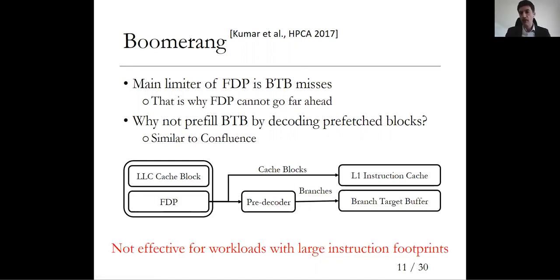Definitely, this idea is very effective, and works very well for workloads with medium size instruction footprints. However, there is a loop here in this proposal. In order to have a strong instruction prefetcher, we need to have as few BTB misses as possible. So we need to prefetch for the BTB. And in order to prefetch for the BTB, we need to have a strong instruction prefetcher. So there is a loop here, and it turns out that this loop makes this proposal not as efficient for workloads with very large instruction footprints.